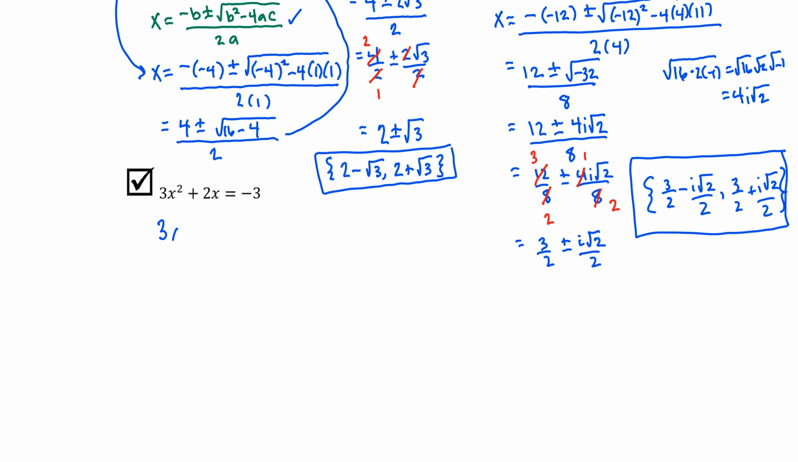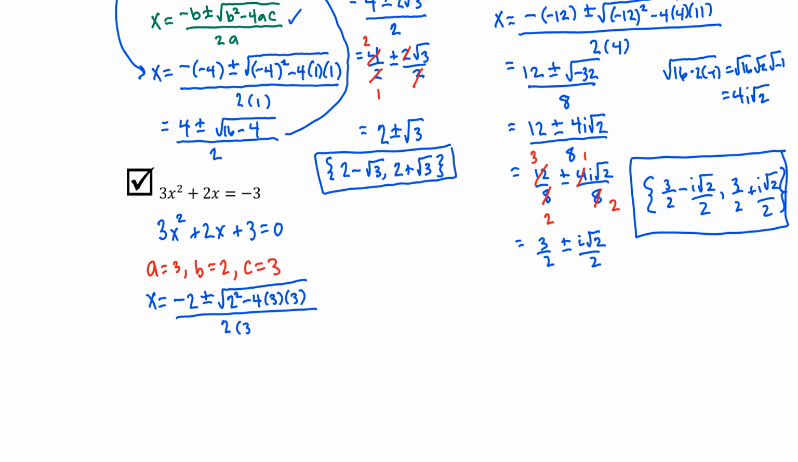The first step, remember, is very important. Everything has to be equal to 0, so I'm going to start by adding 3 to both sides. Next, we identify A. A is 3, and we identify B as 2, and C is 3. Then, keeping our eye on the quadratic formula that I have written in green up there, x is equal to negative b plus or minus the square root of b squared, that's 2 squared, minus 4 times a, which is 3, and c, which is 3, all divided by 2 times a.